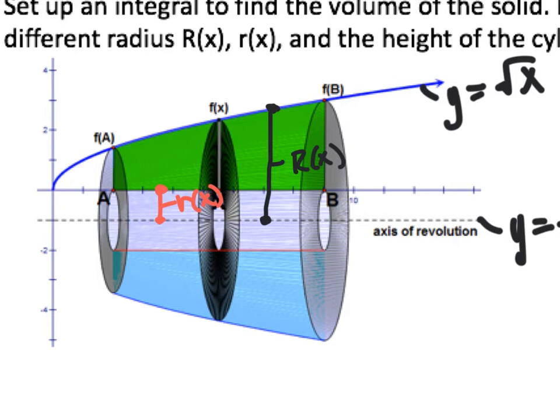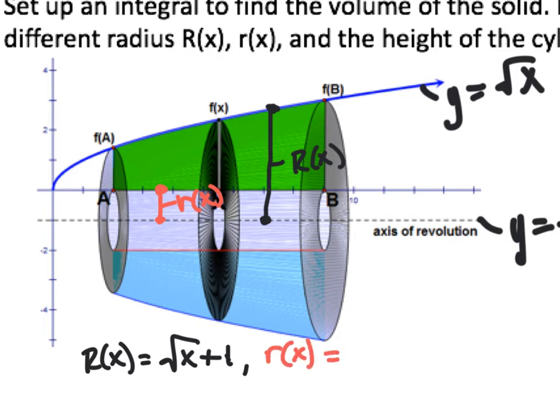Then down here I'm going to say big R of x is equal to, and we've got to find that distance. I have to do top minus bottom, so square root of x minus negative 1. We've already kind of found that, and that's just going to be the square root of x plus 1. And then our little radius, little r of x, is going to be the distance from the axis of revolution to the x-axis, and that's just a distance of 1. That doesn't change. That's kind of nice.